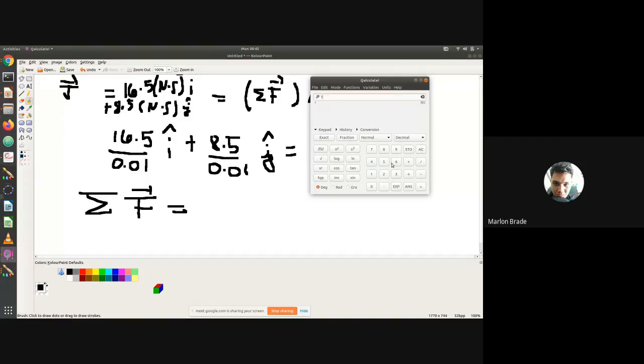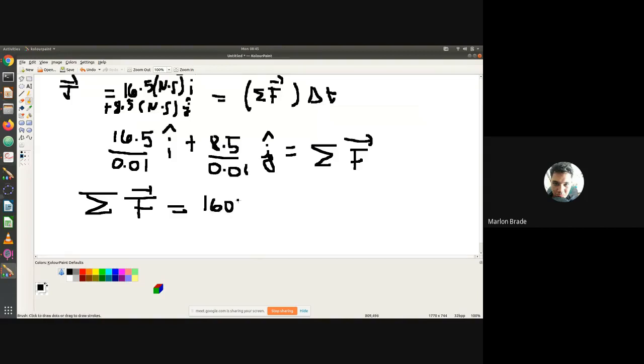16.5 divided by 0.01. So that is 1600, and this is Newton second ang unit, and the direction is along I hat. And this one is, by comparison, 850 Newton second. Then the direction is along J hat. Okay? So next question.